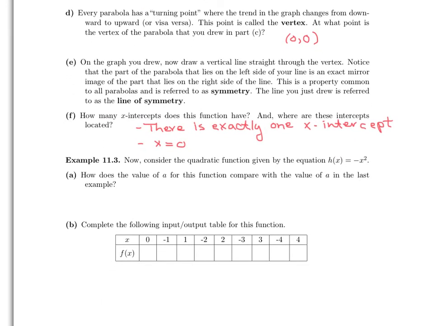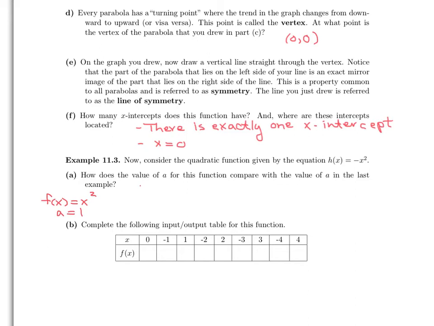Now let's have a look at example 11.3. In this example, we consider the quadratic function given by this equation, h at x equaling negative x squared. Part A. How does the value of a for this function compare with the value of a in the last example? Well, in our last example, the function we were considering was f at x equaling x squared. Now this function had an a value of 1.